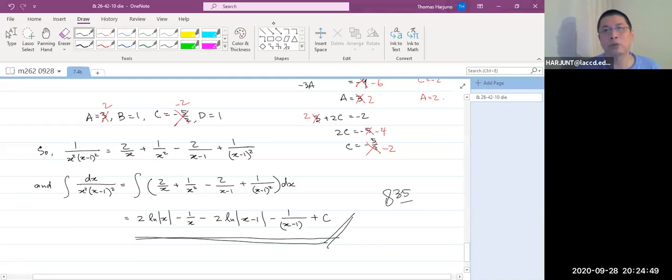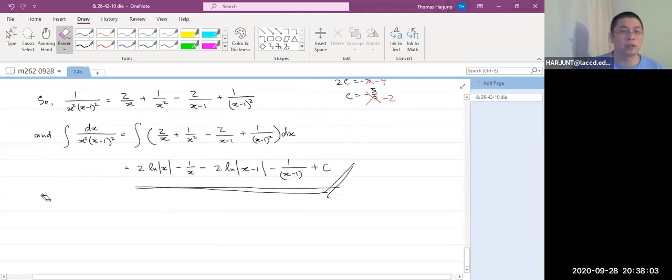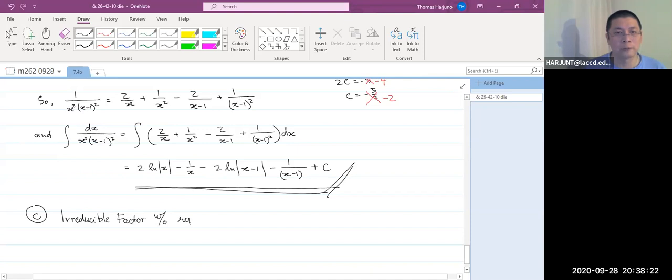And once we get to 8:35, now the third part, it's a very long section, huh? Yeah, the third part: irreducible factors, to be more precise, quadratic factors, without repetition.